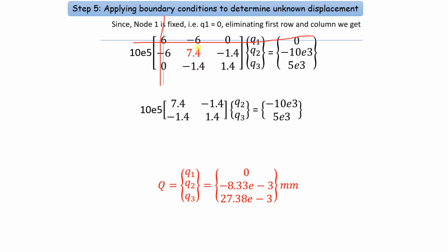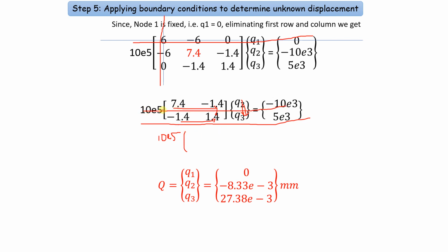Now the remaining matrix is written here as it is. Then these are the two equations which you got. 10 raised to 5 is common outside, and this is multiplied here, this row versus column. Similarly, row versus column here. You will get two equations.